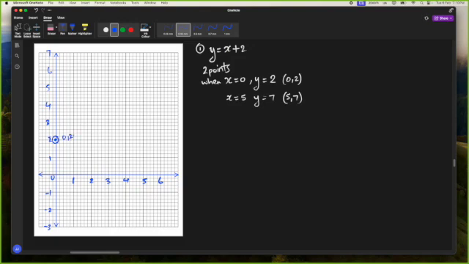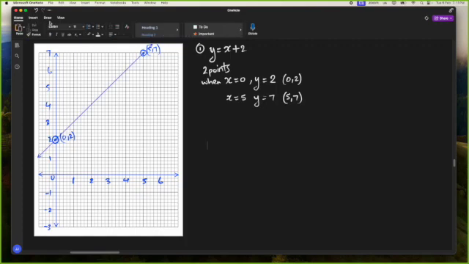0, 2. And then you have the point 5, 7. So 5, 7 is up here. 5, 7. Almost off the graph. So now I will join the 2 points. And I will do it using a double arrow here. Right, so this line is the line y is equal to x plus 2.